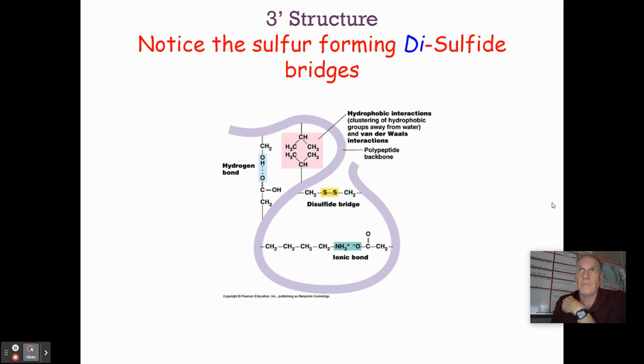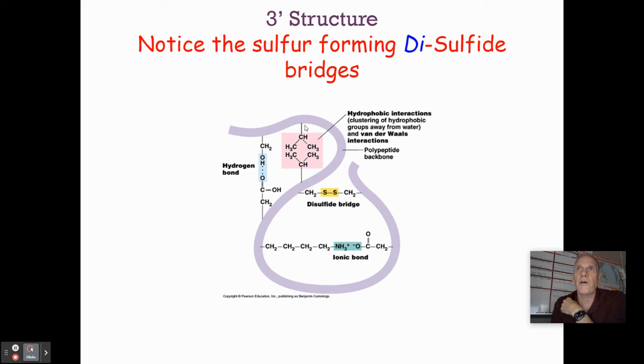Tertiary structure is the third level of protein structure, and it results in a normally folded protein. Okay? And it's a result of multiple different types of bonds and interactions. Here are the hydrogen bonds from the secondary structure. Okay, let's back up a little bit here. This purple strand represents the nitrogen, carbon, carbon backbone of many, many different amino acids, and these are the variable R groups.